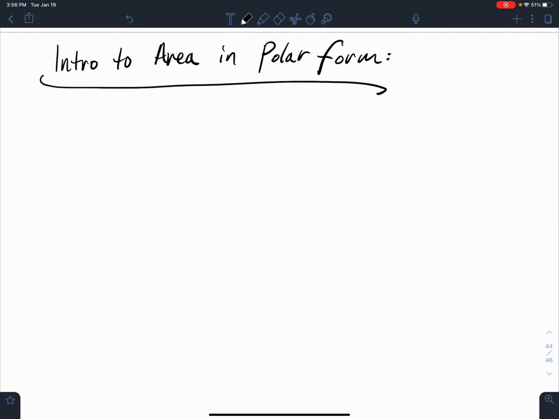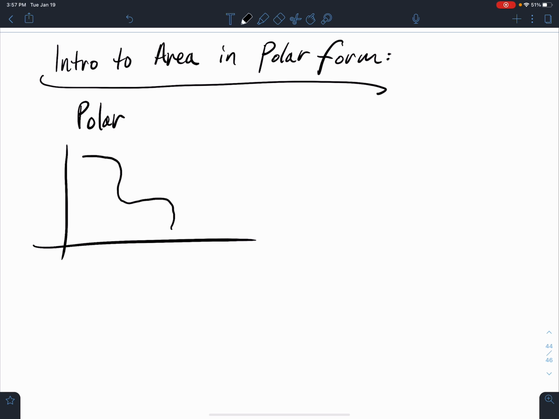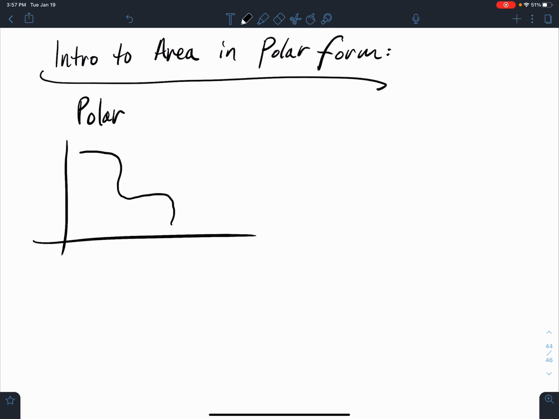So I'm going to introduce area in polar form. First we're going to put a polar coordinate system. Do a little curve going on here. So this is a typical polar curve. In the XY sense, this is not a function. It fails the vertical line test, as you can see there. But in the polar sense, if this is f of theta, then it is a function. So how does this work?